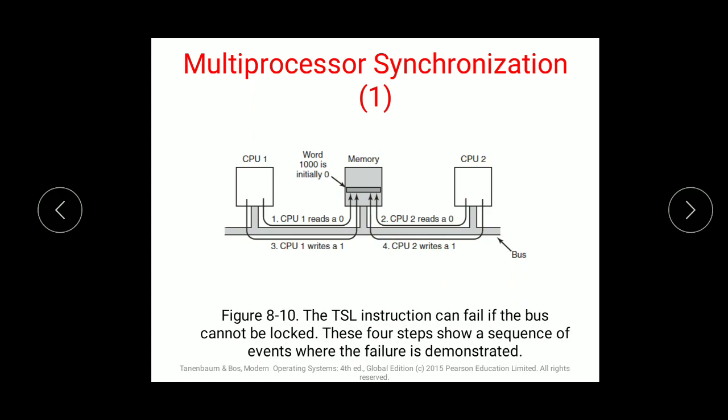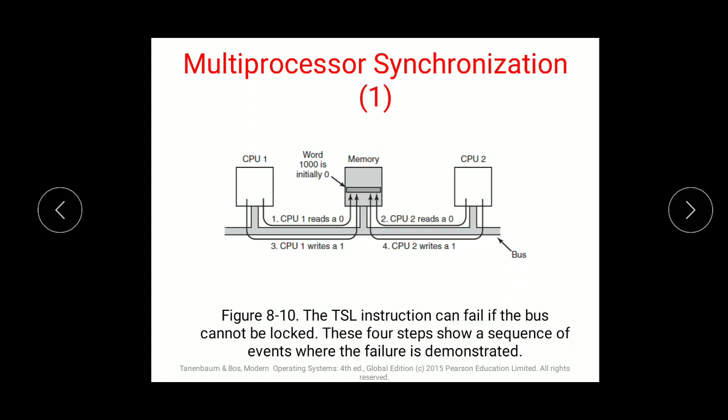TSL always works as expected. So this is the test and set lock operation which works as expected. Suppose memory has 1000 words being used as a lock. You can see this box. The lock is initially 0. So every lock will be initially 0.